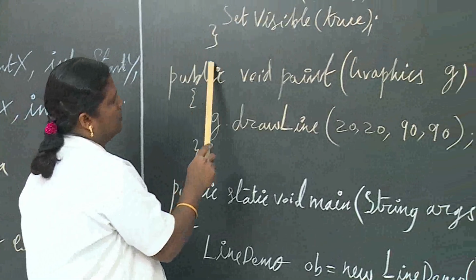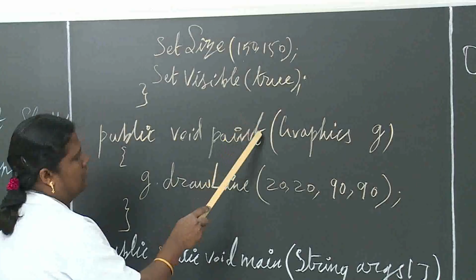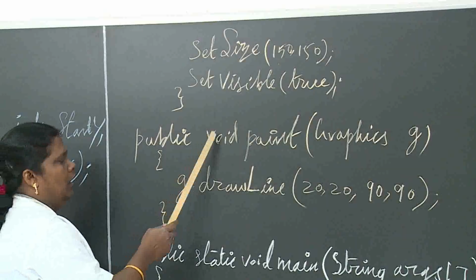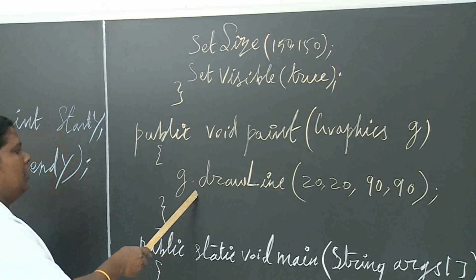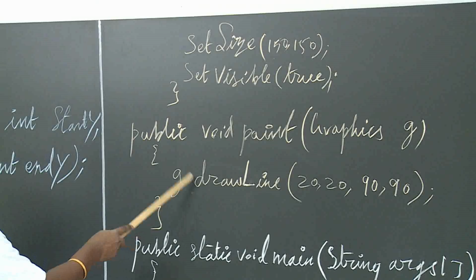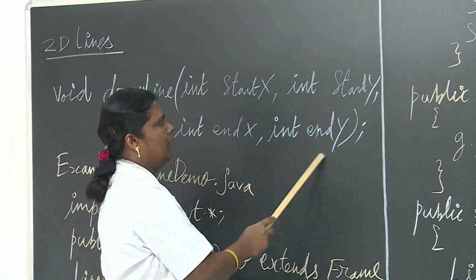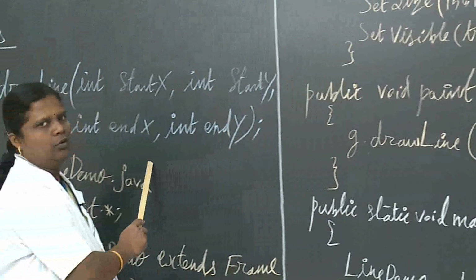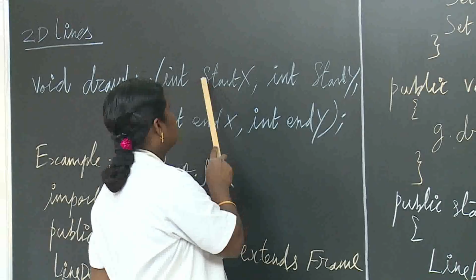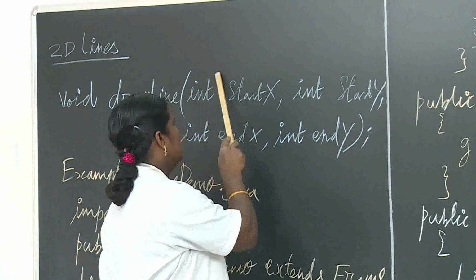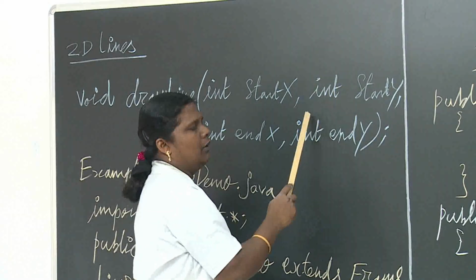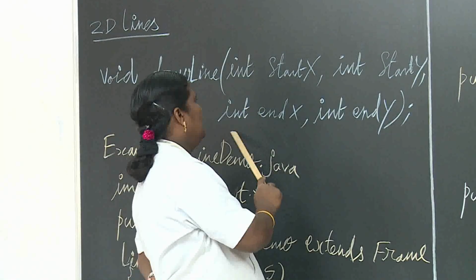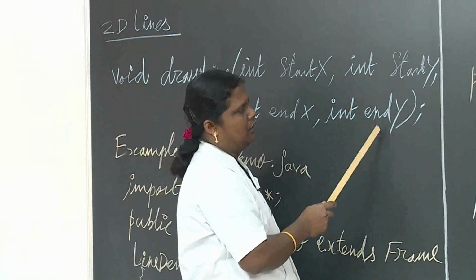Then the most important function in graphics is paint. This is going to enable the picture within the frame. Within this, I have used the function named drawLine. It is already described here, drawLine with four parameters. Here I have given four values corresponding to these four parameters. For example, int represents integer values. The starting point must be integer coordinates, so all of these are defined with the integer type.